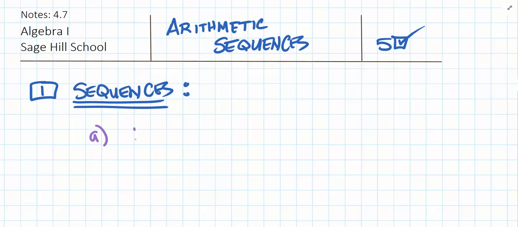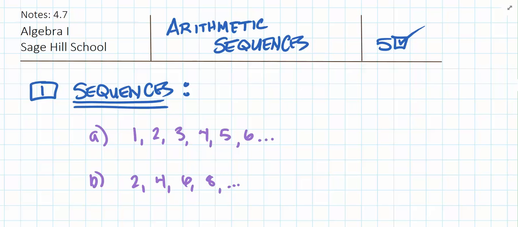So this could be a sequence: 1, 2, 3, 4, 5, 6, and so on. The three dots on the end mean that the sequence goes on in the exact same fashion forever and ever, just like what you see on the page. Let me give you another one. We could go 2, 4, 6, 8, dot dot dot.